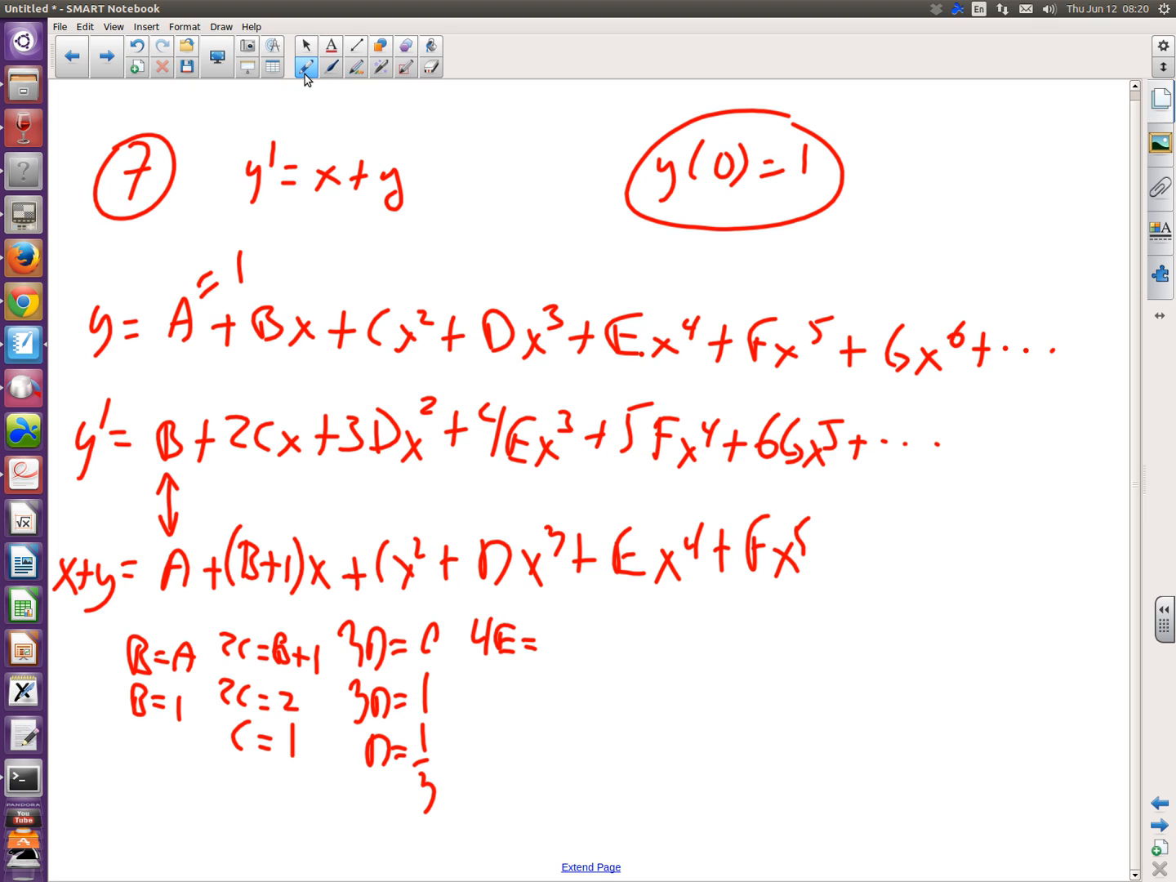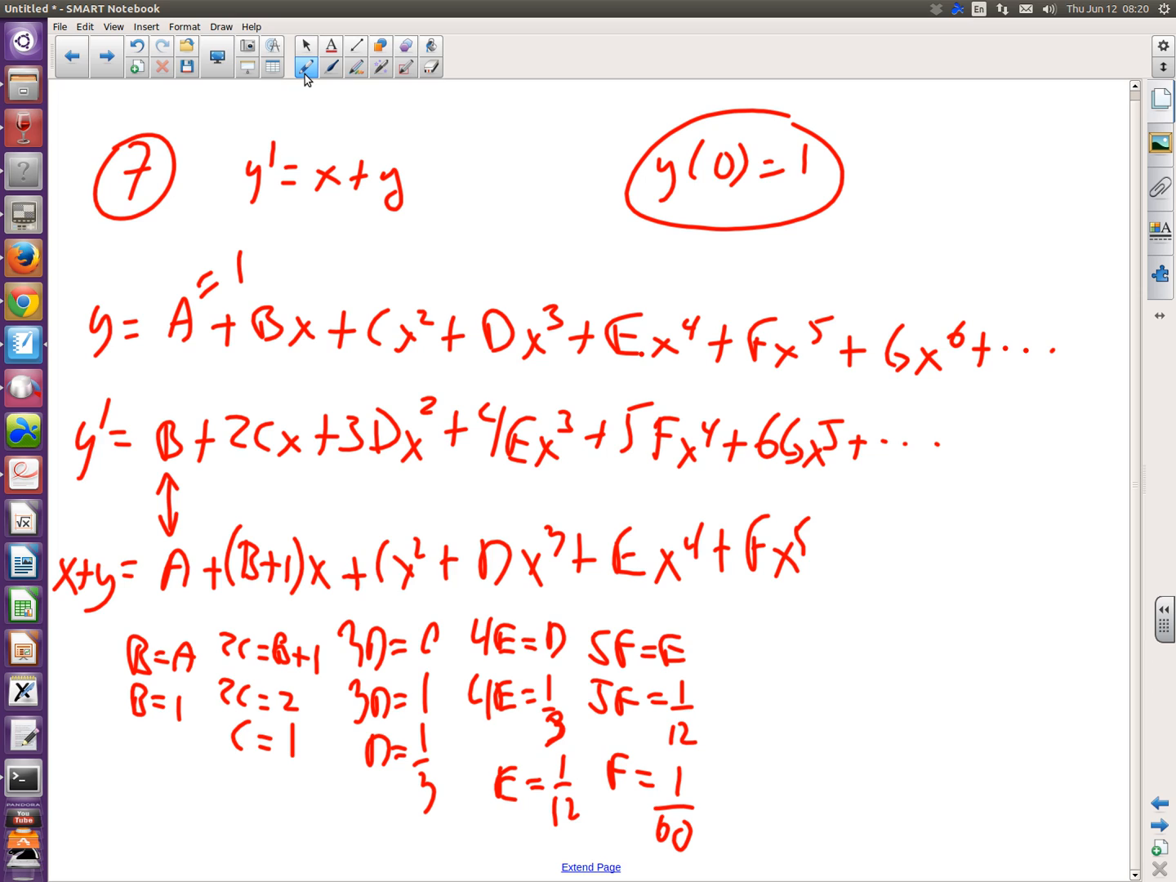4e equals d, but that's 1/3. So you get e is 1/12. That's a 3. Okay. And then you got 5f equals e, but e is a 12th. So f is a 60th. Is that okay so far? All right.